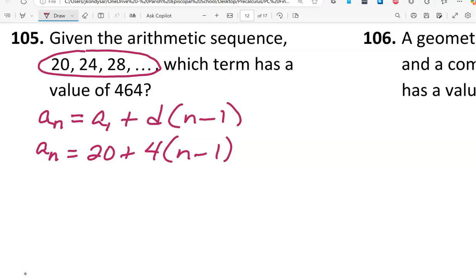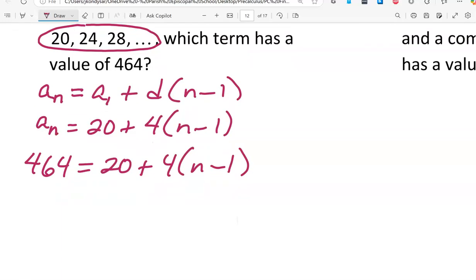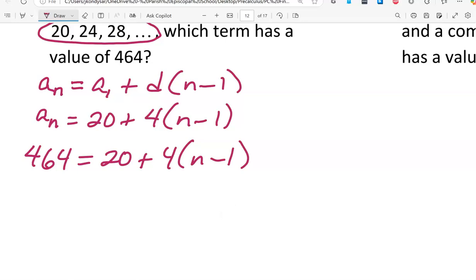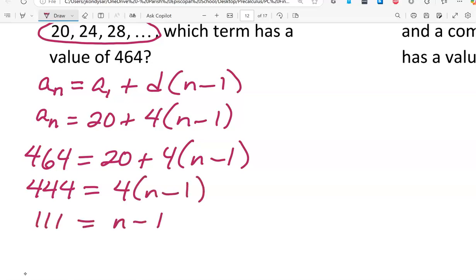Now, if I replace a sub n, the value of the term, with 464, then we can solve this equation to find n, the number of the term. So subtract 20, that's 444, is equal to 4 times n minus 1, and divide by 4, 111 is equal to n minus 1, so n is 112, so it's the 112th term.